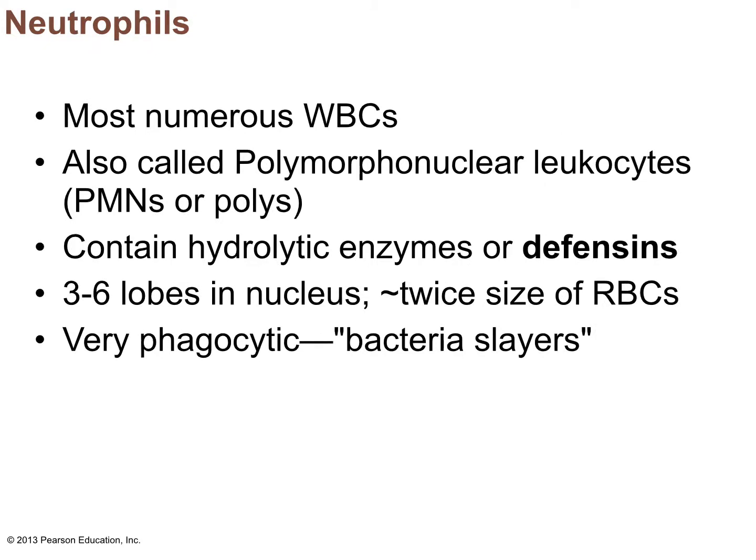So our mnemonic tells us that neutrophils are the most abundant of all the white blood cells. They have another name. They're called polymorphonuclear leukocytes. Try and say that quick 3 times.